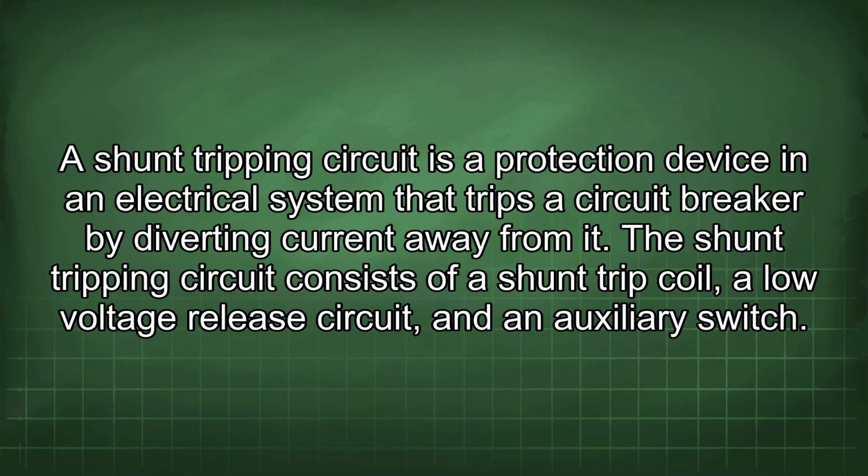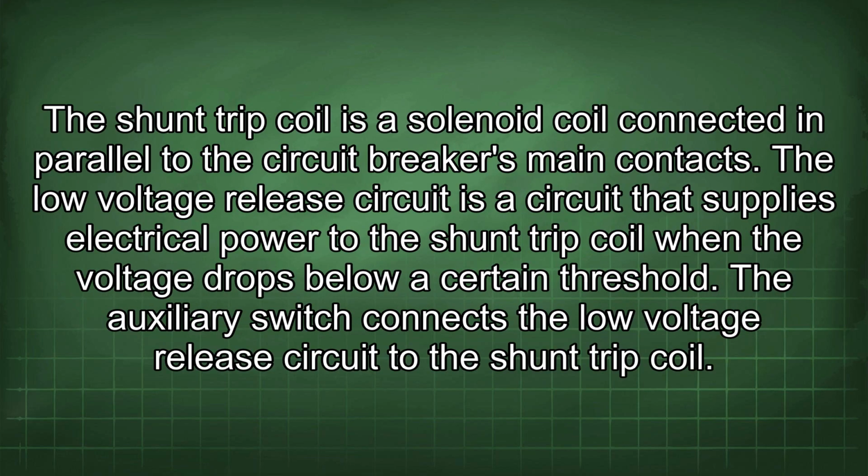A shunt tripping circuit is a protection device in an electrical system that trips a circuit breaker by diverting current away from it. The shunt tripping circuit consists of a shunt trip coil, a low voltage release circuit, and an auxiliary switch. The shunt trip coil is a solenoid coil connected in parallel to the circuit breaker's main contacts.